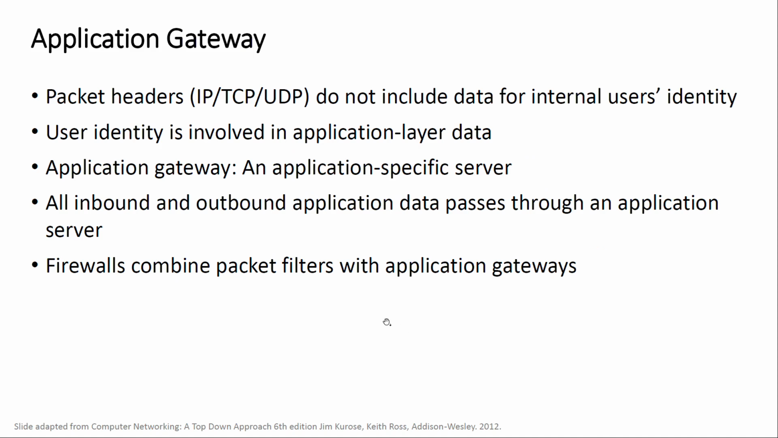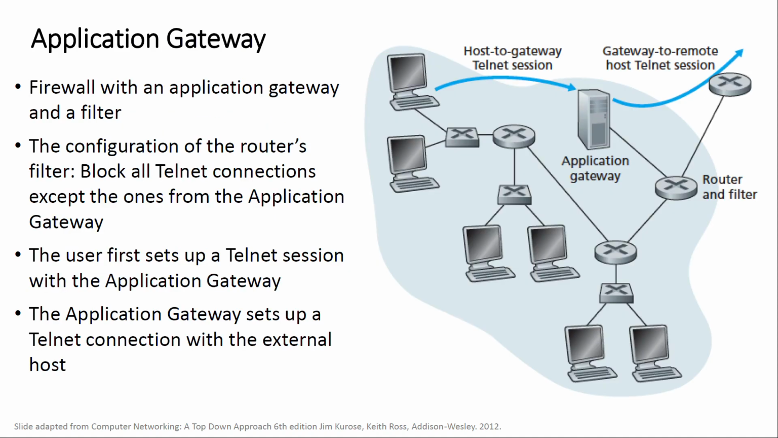Let's move on to application gateway. Packet headers, IP, TCP, and UDP do not include data for the internal user's identity. So user identity is involved in application layer data. An application gateway is an application-specific server. All inbound and outbound application data passes through an application server. Firewalls combine packet filters with application gateways.